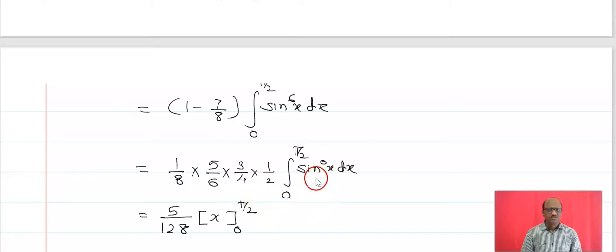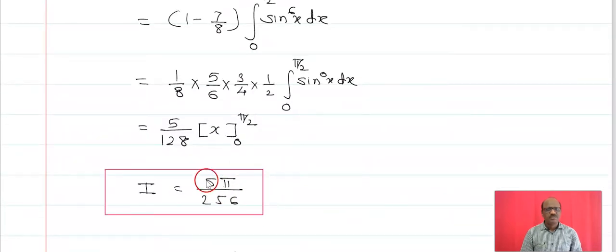If you apply this formula, then what is the value of this integral? Sin of x raised to 0 means what? 1 dx, and 0 to pi by 2. Therefore, you will get x from 0 to pi by 2, and if you multiply it, then you will get I is equal to 5 pi upon 256.